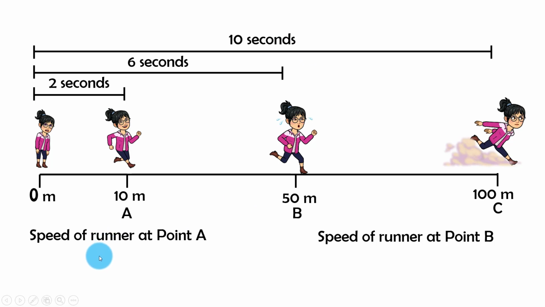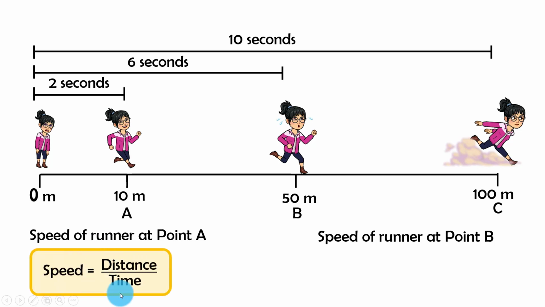So we're using the formula for the speed, distance over time. Distance is 10 meter, the time taken just 2 seconds. So we do the calculation, and I get 5 m s^-1. Okay, then we continue: speed of the runner at point B.